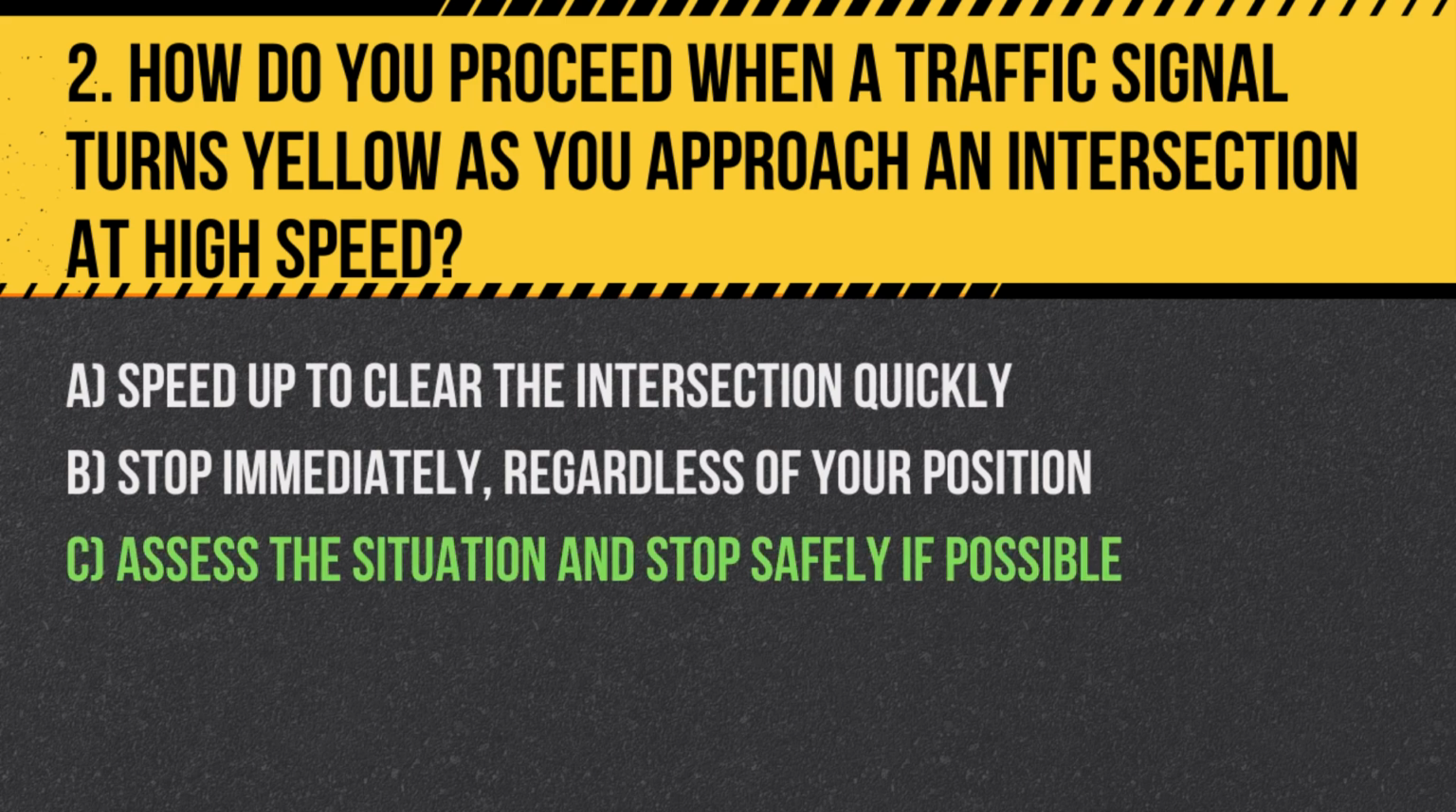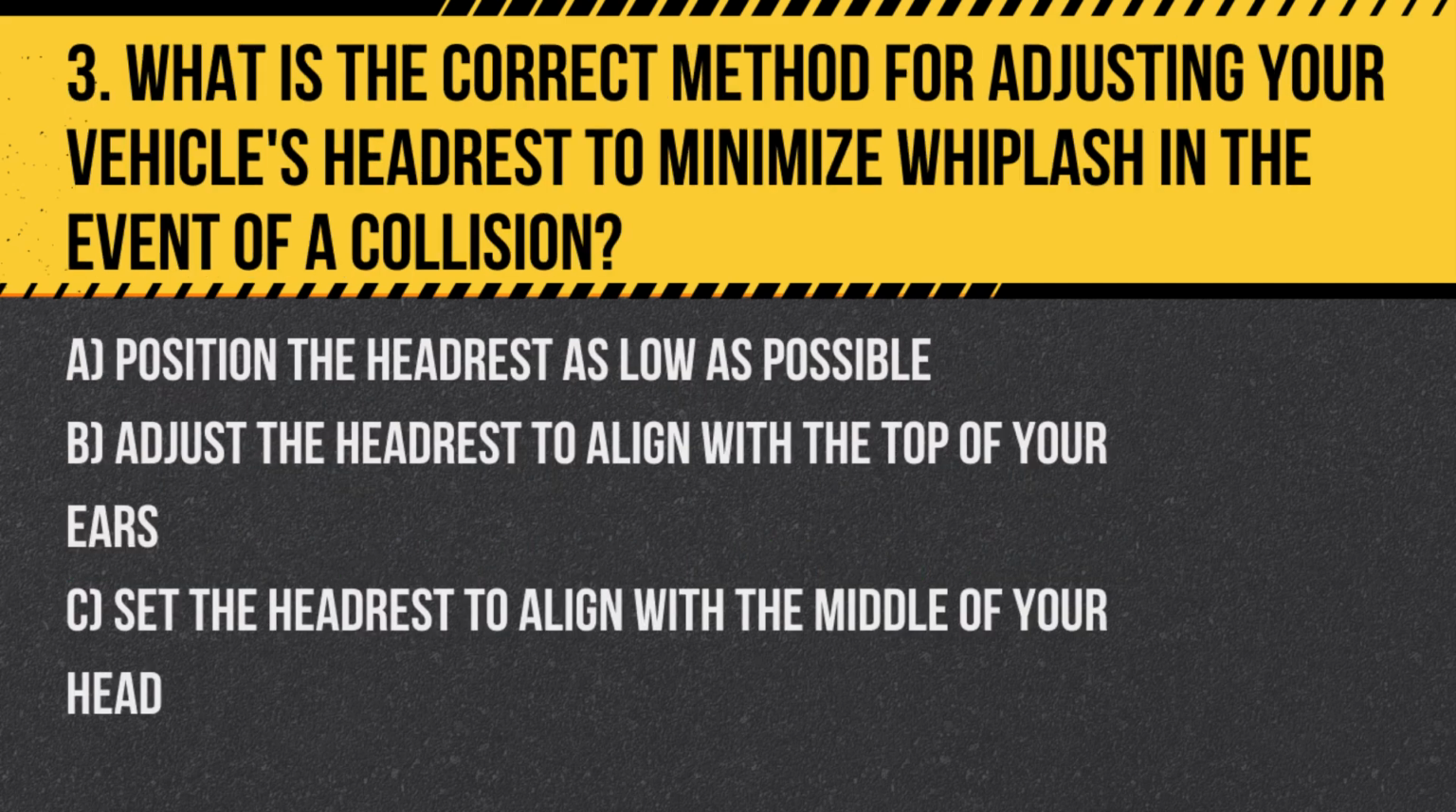Answer. C. Assess the situation and stop safely if possible. This prevents accidents at intersections by ensuring you only proceed if stopping might cause a collision. Question 3. What is the correct method for adjusting your vehicle's headrest to minimize whiplash in the event of a collision? A. Position the headrest as low as possible.